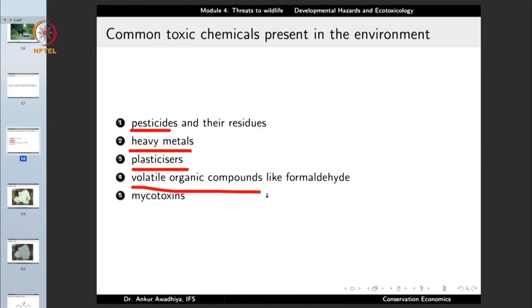Or volatile organic compounds such as formaldehyde. Now, formaldehyde is released as part of a number of chemical reactions, and it is a toxic chemical. Or mycotoxins. Now, mycotoxins are toxins that are released by different fungi. Myco refers to a fungus, and a mycotoxin is a toxin that is created by a fungus. But because we are changing the environment to such a large extent, we are increasing the amount of mycotoxins present in the environment. What the impact of these mycotoxins on different organisms is, is also something that ecotoxicology will try to decipher.